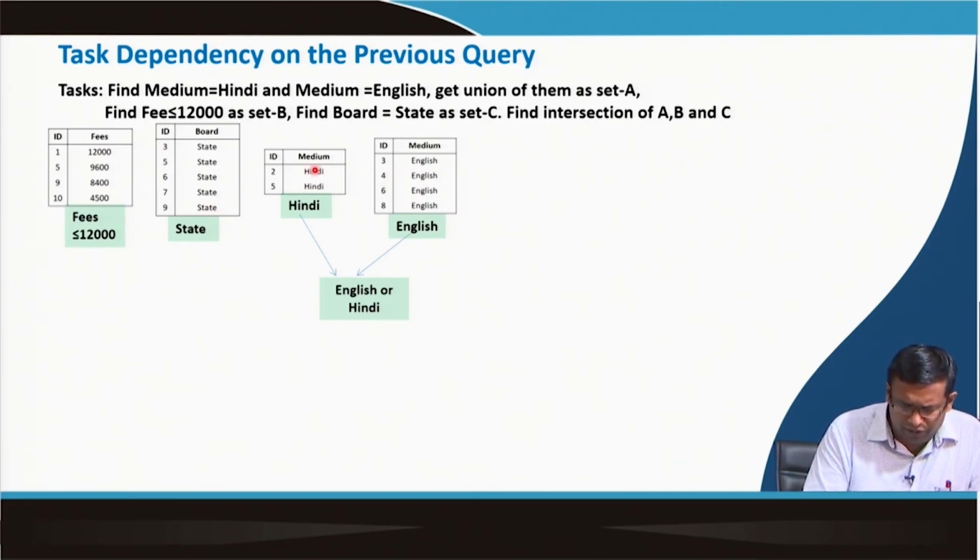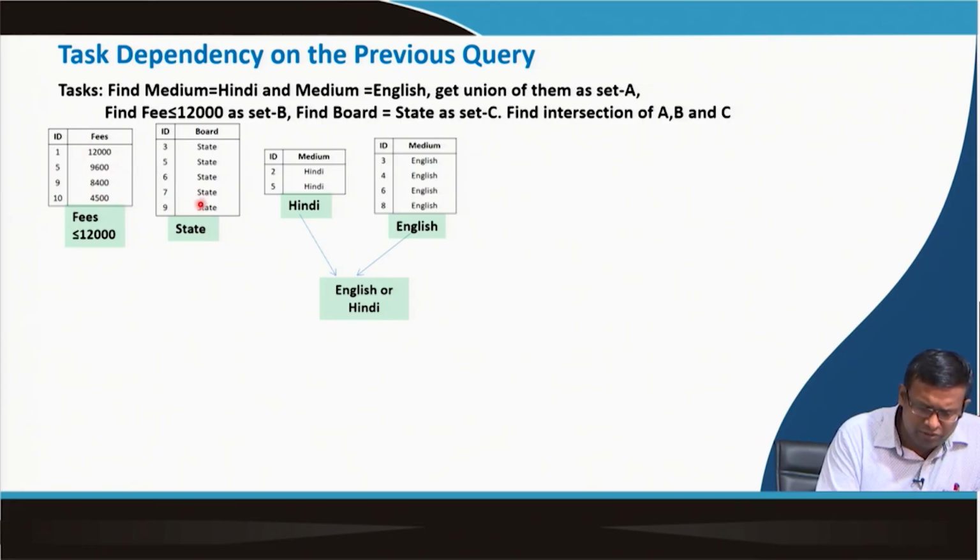Now we find the union of the sets, medium Hindi and medium English. This takes care of 2 schools here and 4 schools here, and then we find their union. Of course, they are exclusive sets, because the medium is either Hindi or English. So there are a total of 6 entries, and it is doing arithmetic logical operations over these 6 entries and summing up the lists. Here, fee less than or equal to 12,000 and board equal to state.